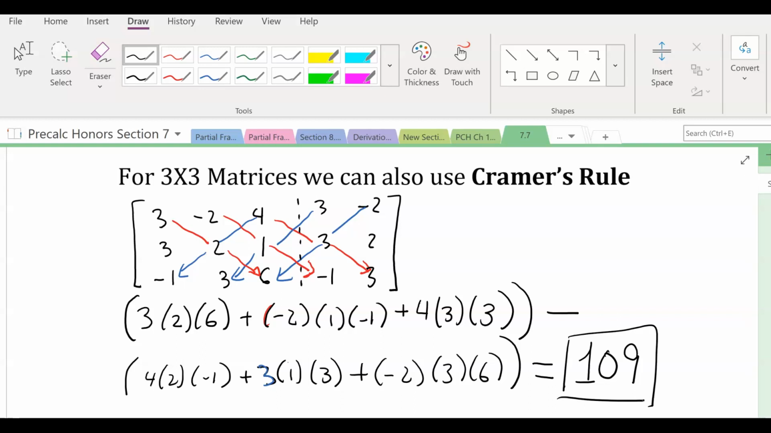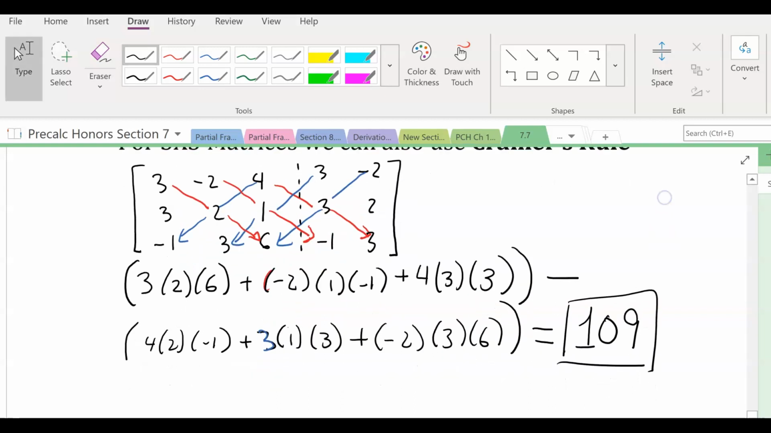So make sure you know how to find the determinant by hand of a 3 by 3 matrix using the cofactor method, and also by using Cramer's rule. All right, so make sure you practice both of those.